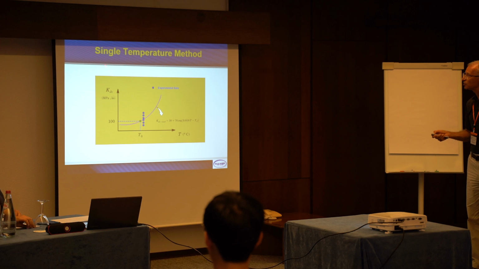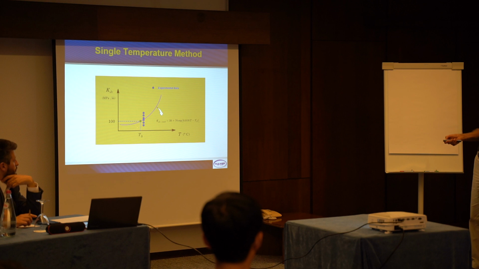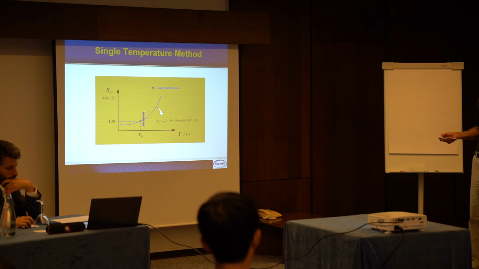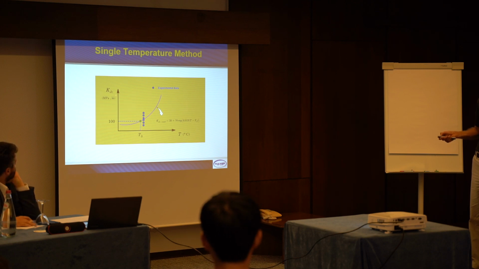This is the single temperature method. So essentially, you test a certain number of specimens at a given temperature. The standard will cover all these aspects. And from these, running the procedure, you establish the T naught corresponding to the median toughness of 100 megapascal square root meter. And this will establish the dependence for the entire ductile to brittle transition region, the dependence of toughness on temperature.